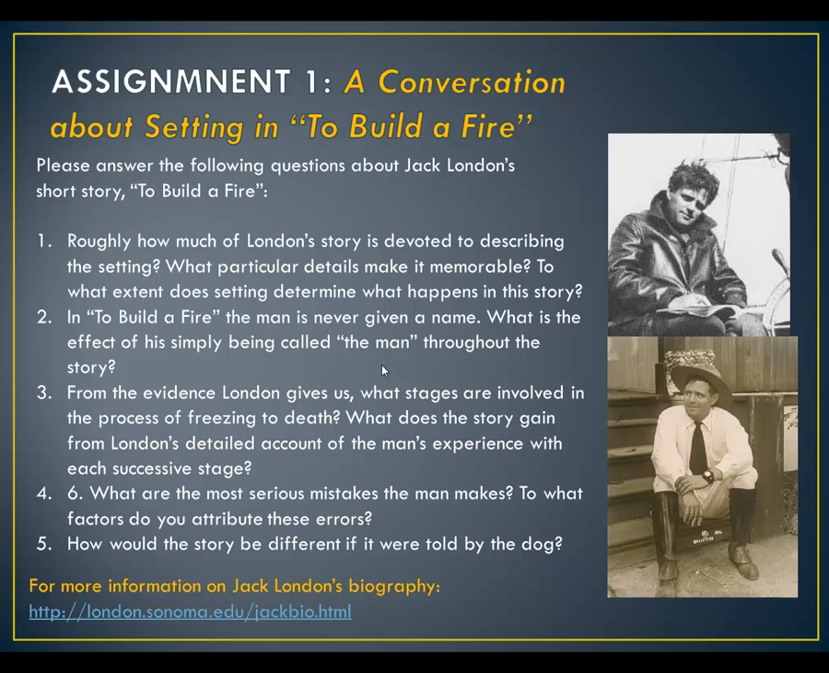One thing to do to expand this would be to look up the actual stages of freezing to death, see if London actually got it right, and try to understand how those stages relate to the story. What are the most serious mistakes the man makes? To what factors do you attribute these errors? Again, use quotations to support what you're saying. And finally, how would the story be different if it were told by the dog?